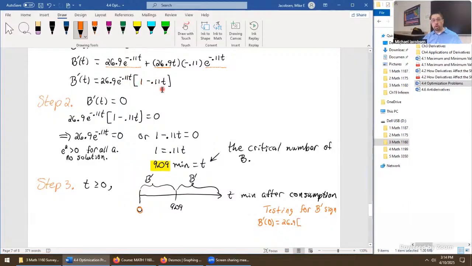Then here we'll just have 1 minus 0. And that really is a positive quantity. So we have greater than 0 there, which means we can put in greater than 0 right next to this b prime, and this entire range until the derivative goes to 0 at 9.09, we have blood alcohol level is increasing, referring to now just b itself, the original function.